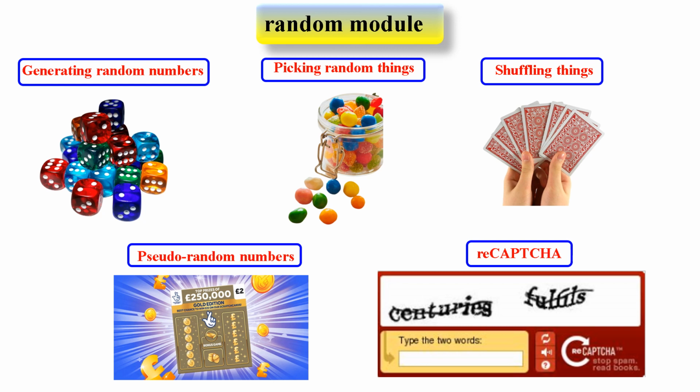Shuffling things. Think of a deck of playing cards. The random module can help us shuffle the cards so that they are in a random order. We can use this to create random sequences or mix up things in our programs. Pseudo-random numbers on lottery scratch cards. reCAPTCHA, like in login forms, use a random number generator to define which image is to be shown to the user.